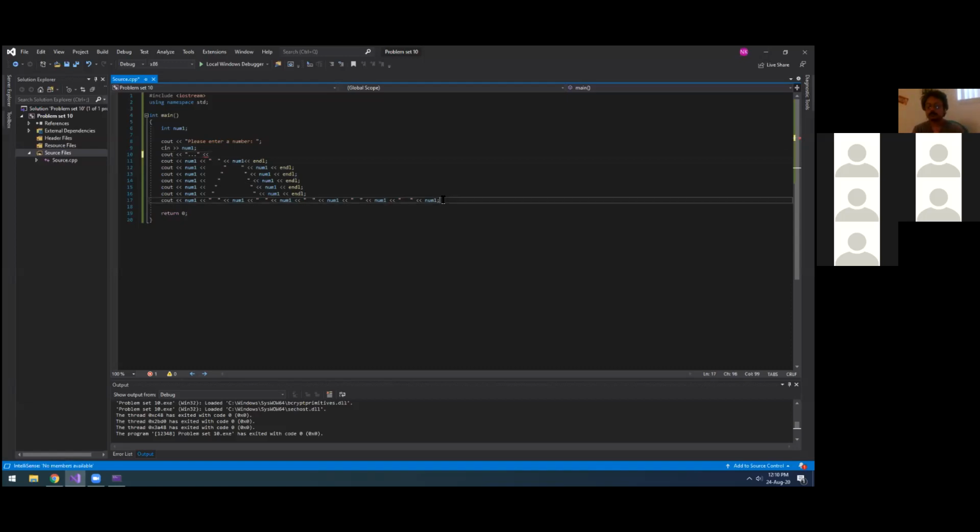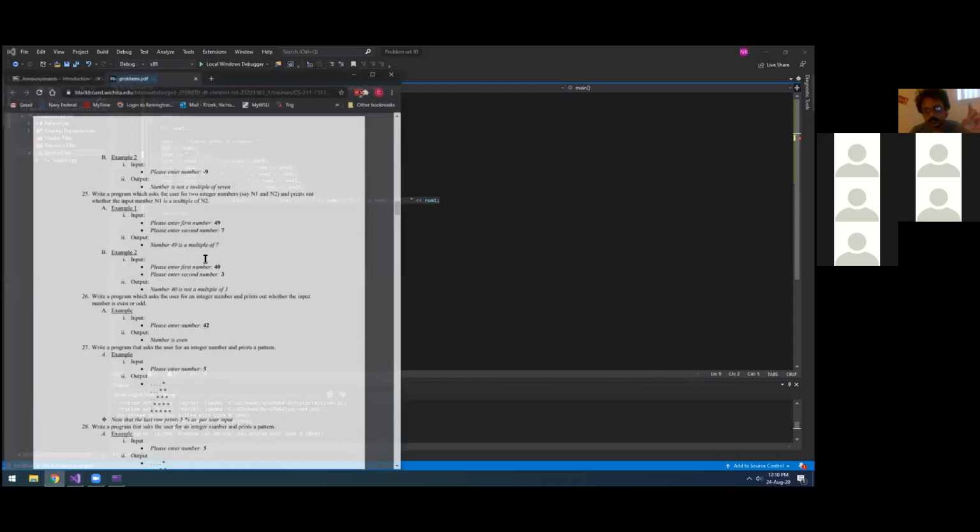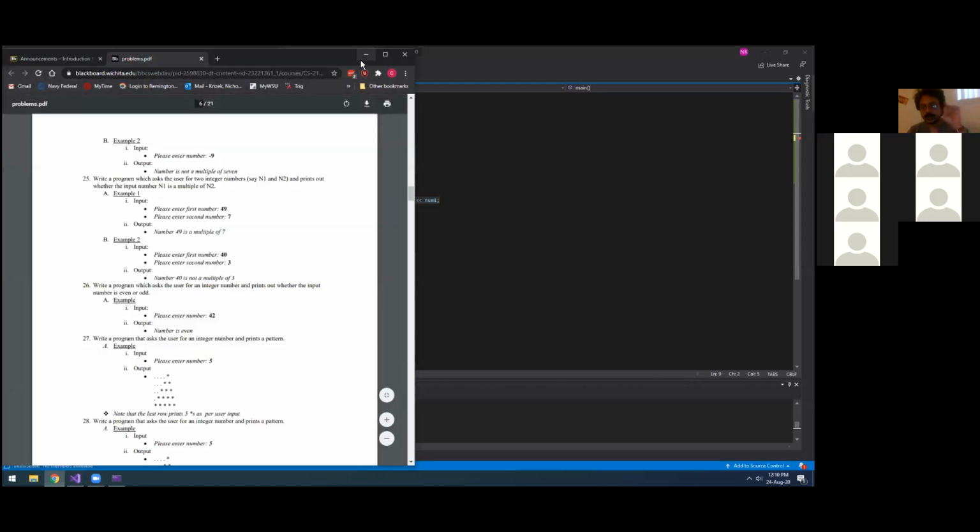Yes, but what we want is something where the number of stars printed depends upon the user input. If you look at that particular example in question number 27, you can see that the first line prints out 4 dots and then a star.